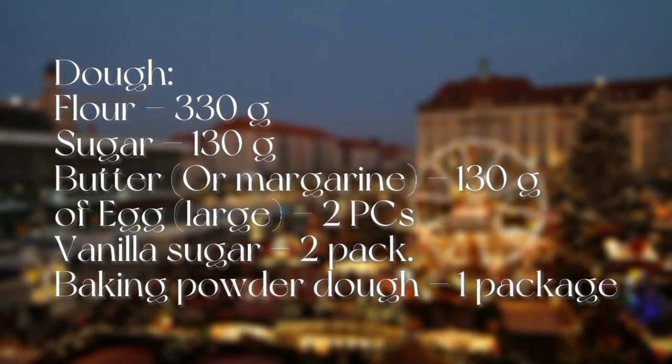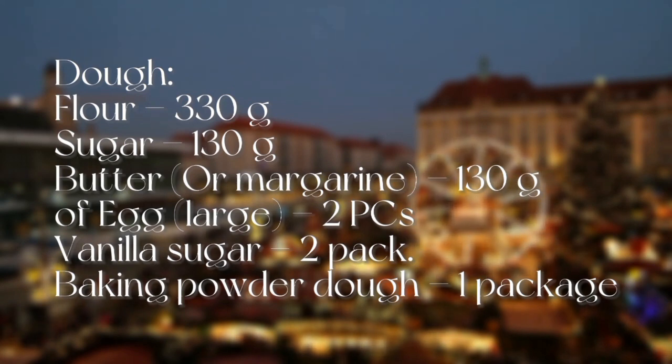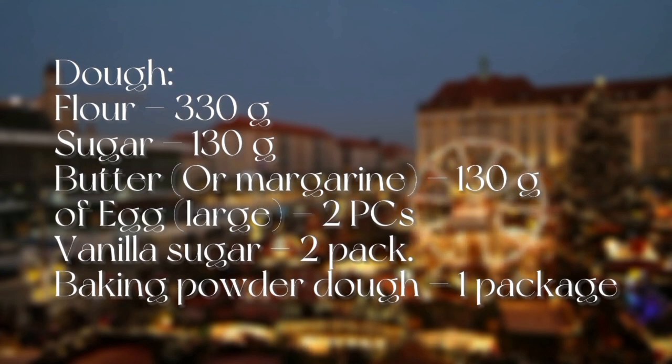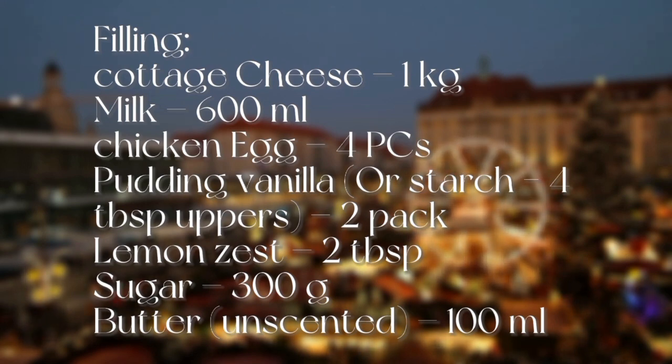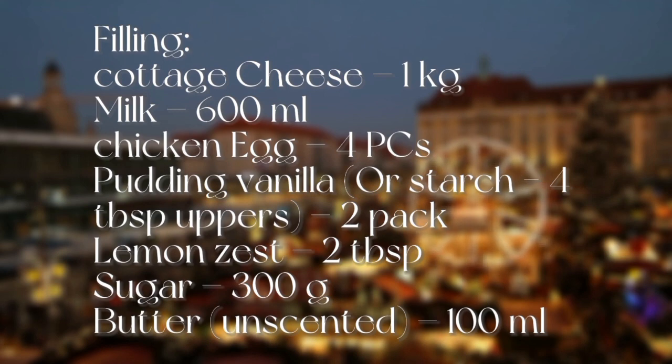German cheesecake. Ingredients for the dough: flour, 330 grams; sugar, 130 grams; butter or margarine, 130 grams; large eggs, 2 pieces; vanilla sugar, 2 packs; baking powder for dough, 1 package. Filling: cottage cheese, 1 kilogram; milk, 600 milliliters; chicken eggs, 4 pieces; vanilla pudding or starch, 4 tablespoons, 2 packs; lemon zest, 2 tablespoons; sugar, 300 grams; butter, 100 milliliters.